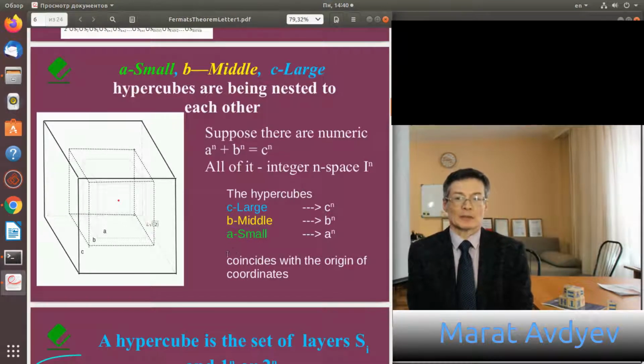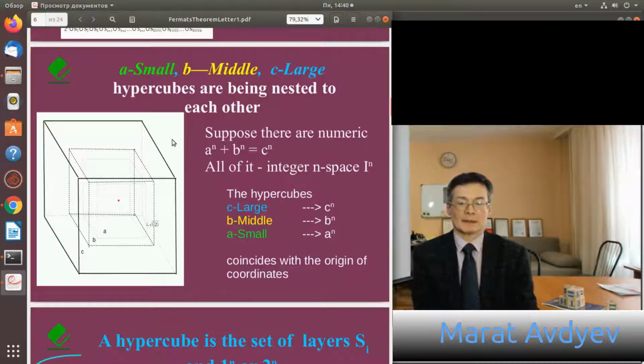Let us consider two cube, n cube, A small, B middle, and C large. All of them correspond to C power n, B power n, and A power n. Suppose this numeric number exists, and A power n plus B power n equals C power n.